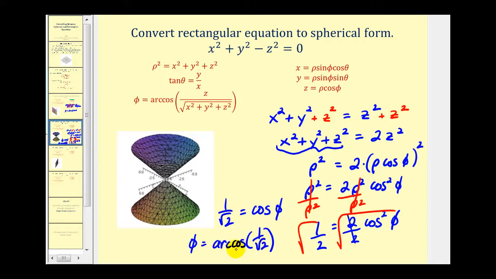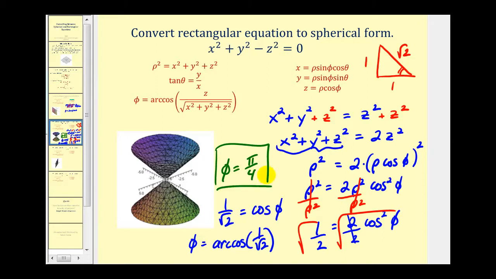So if we can determine what this angle would be, we'd have a very simple equation in spherical coordinates where phi is equal to some angle. And this ratio should look familiar. It occurs in a 45, 45, 90 right triangle. So the cosine of this angle here would be 1 over the square root of 2. So phi is actually 45 degrees, or phi is equal to pi over 4 radians, and that would be our spherical equation. Phi is equal to pi over 4 radians. So this one was quite a bit of work and it's a little bit messy here. Sorry about that. But it does come out to phi equals pi over 4.